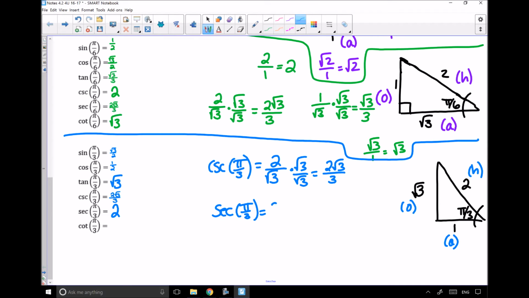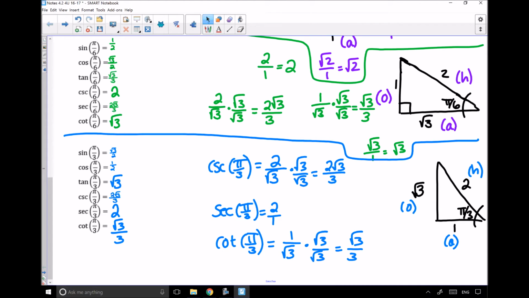Okay? And then lastly, I want to figure out the cotangent of pi over 3. So if tangent is opposite over adjacent, cotangent is adjacent over opposite. So when I rationalize my denominator, I get root 3 over 3. So this answer right here is going to be root 3 over 3. And that is what I will end up getting for my cotangent. Okay, notice how my tangent and my cotangent swapped with each other between pi over 6 and pi over 3, because it's essentially the same triangle. We're just looking at a different angle in our triangle.